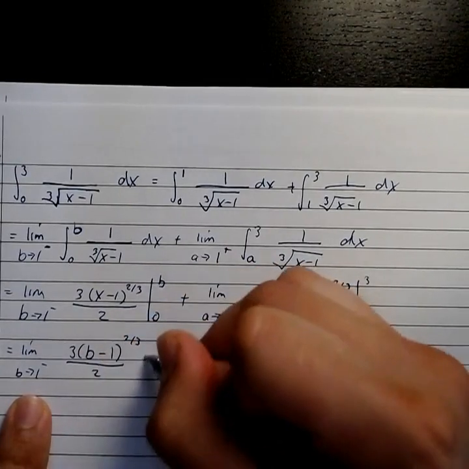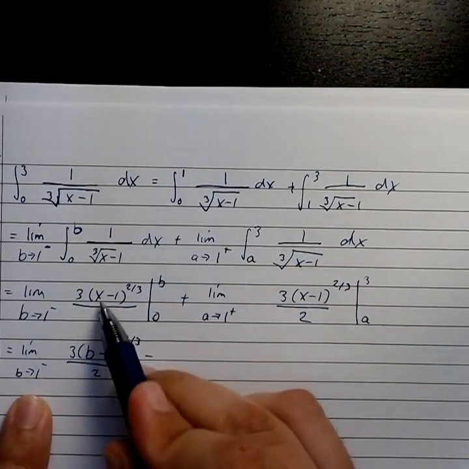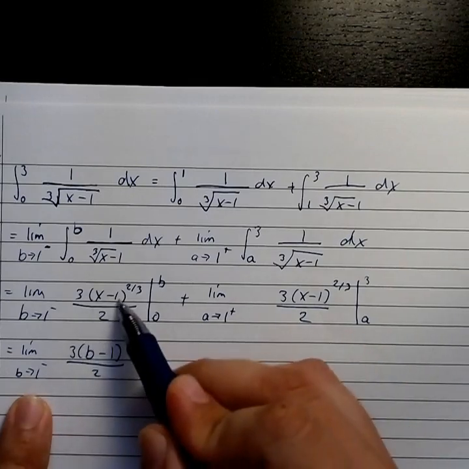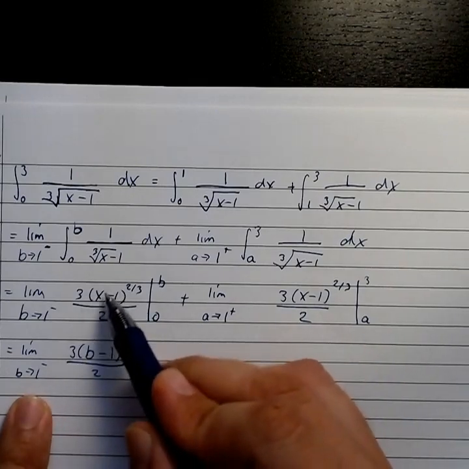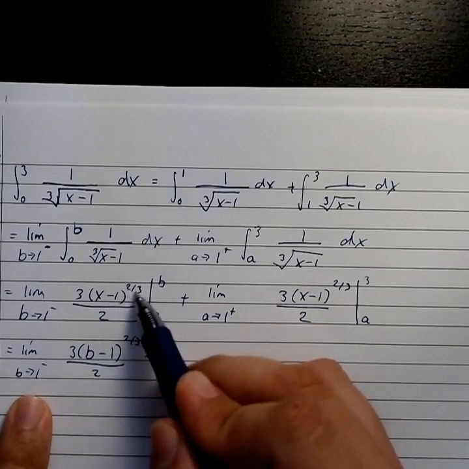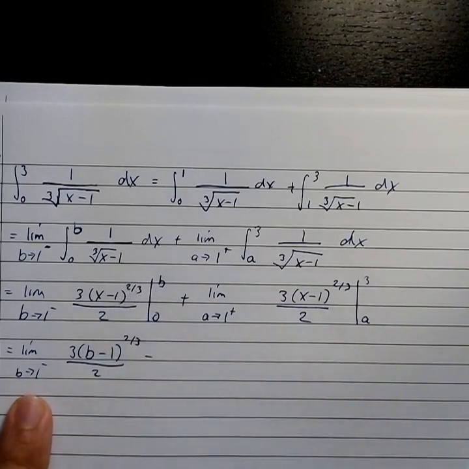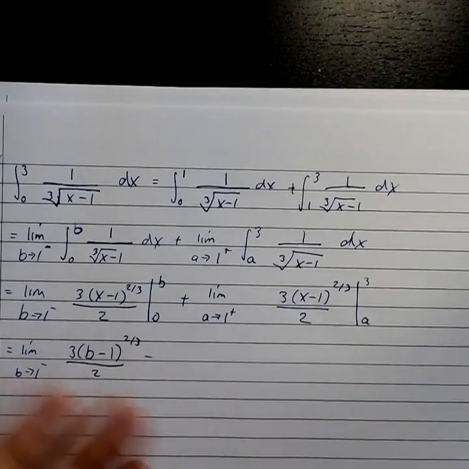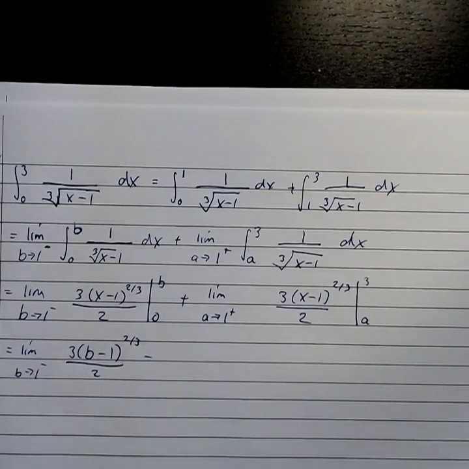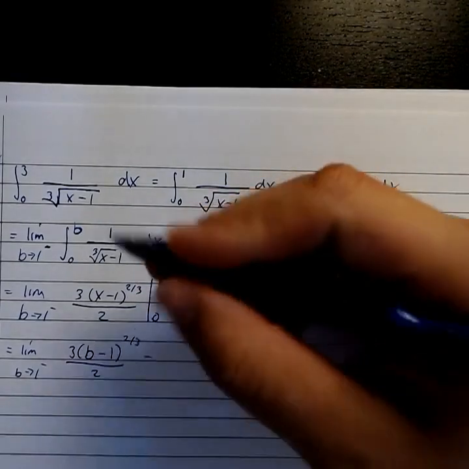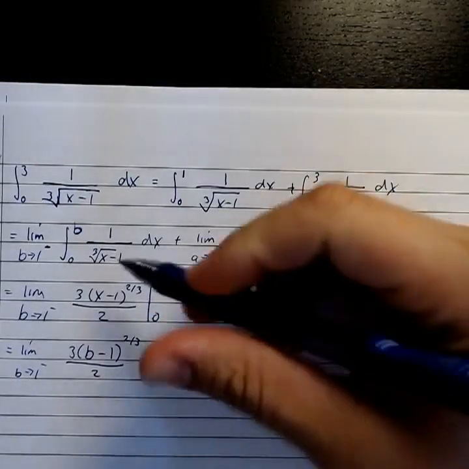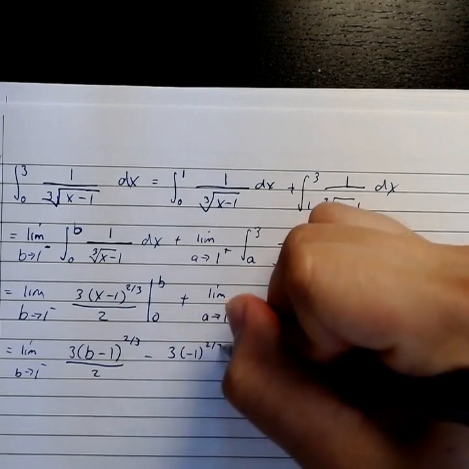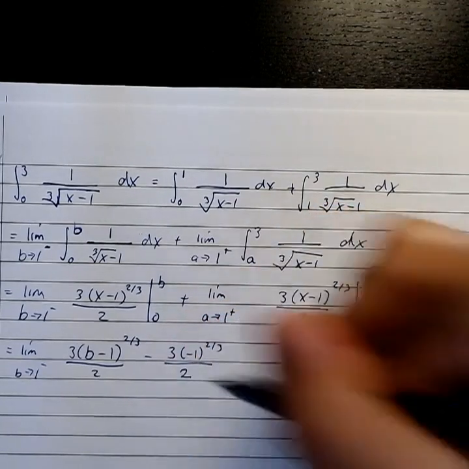over 2 minus, if I substitute in 0 right here, well, okay, that's just a constant. 0 minus 1 is 1. Oh, sorry, 0 minus 1 is negative 1. Negative 1 to the 2/3 power times 3 over 2. So now, negative 1 to the 2/3 power over 2.